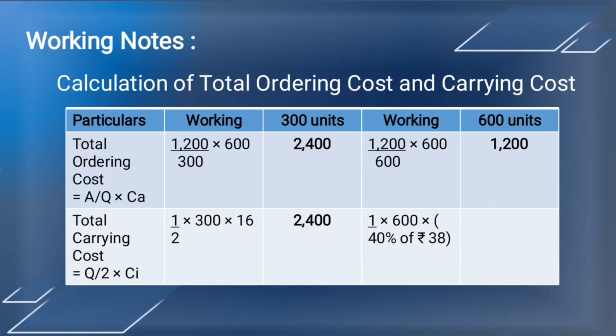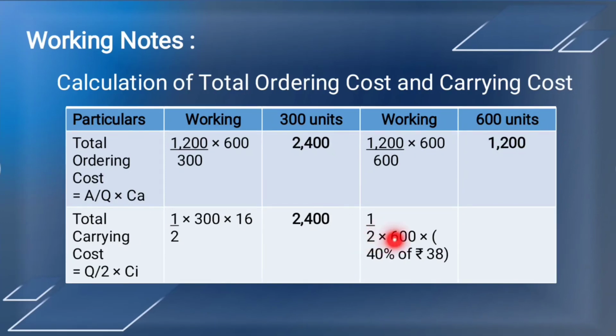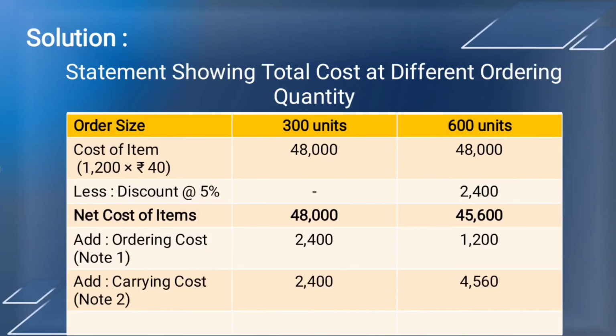Next we'll calculate total carrying cost for 600 units. So 1 upon 2 into 600, that is quantity, into 40% of 38, which will be rupees 4,560. So we'll record rupees 4,560 under 600 units. So the total cost for 300 units will be 52,800, and for 600 units it will be rupees 51,360.